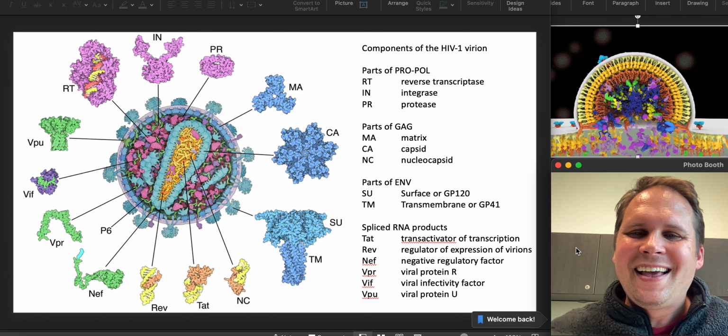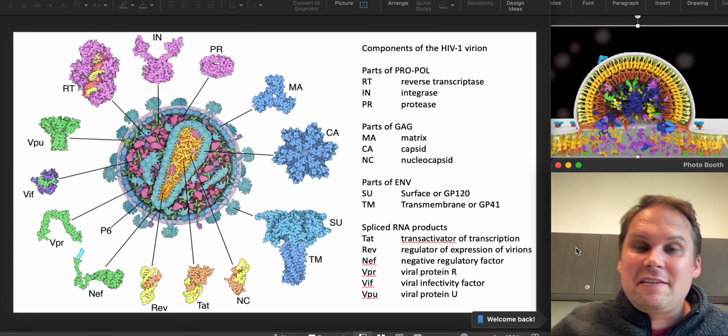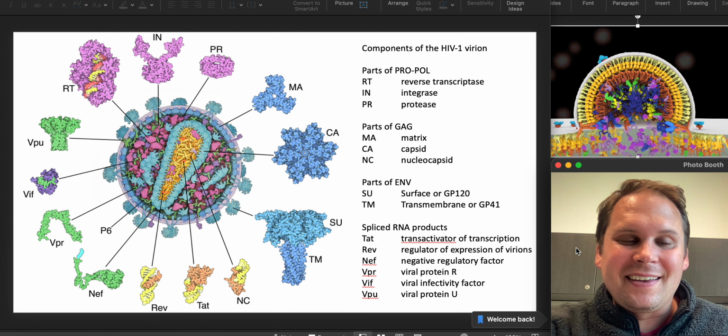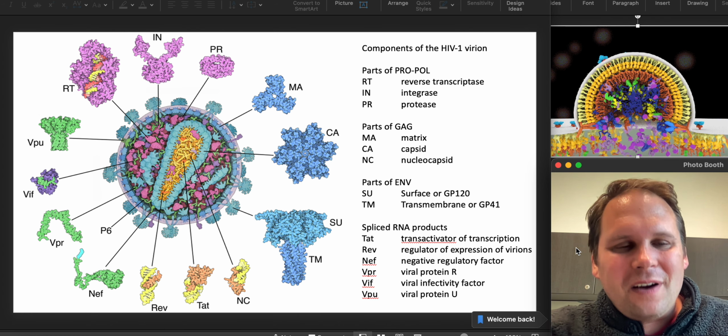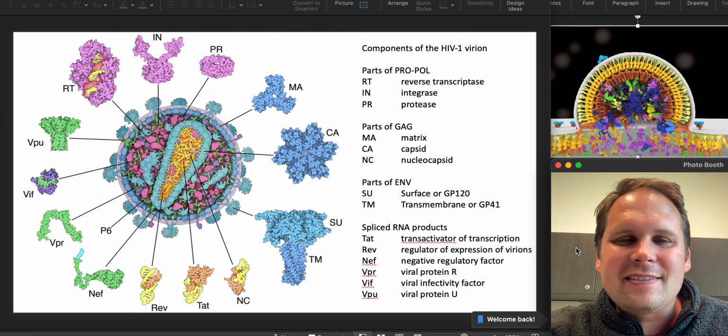All right, let's talk HIV and what's inside. So, if you had the world's smallest little dissecting table and a little teeny tiny scalpel and you could open up an HIV, here are some of the things that you would find inside.